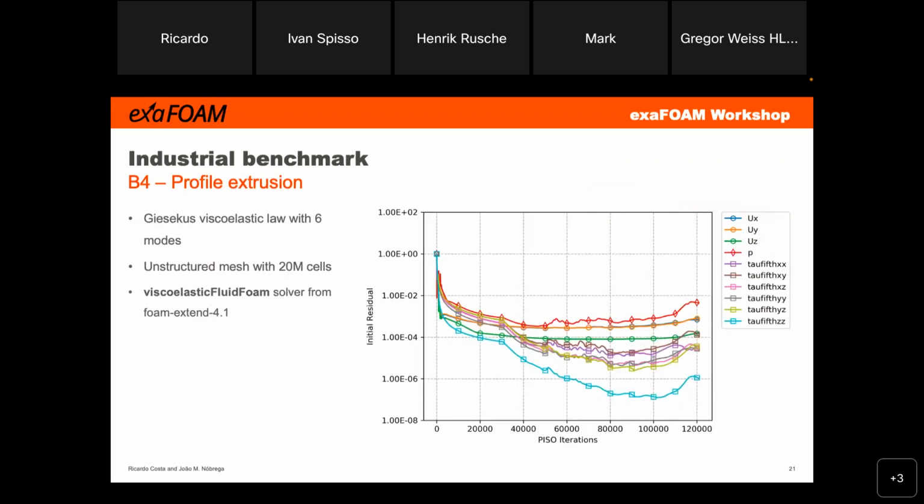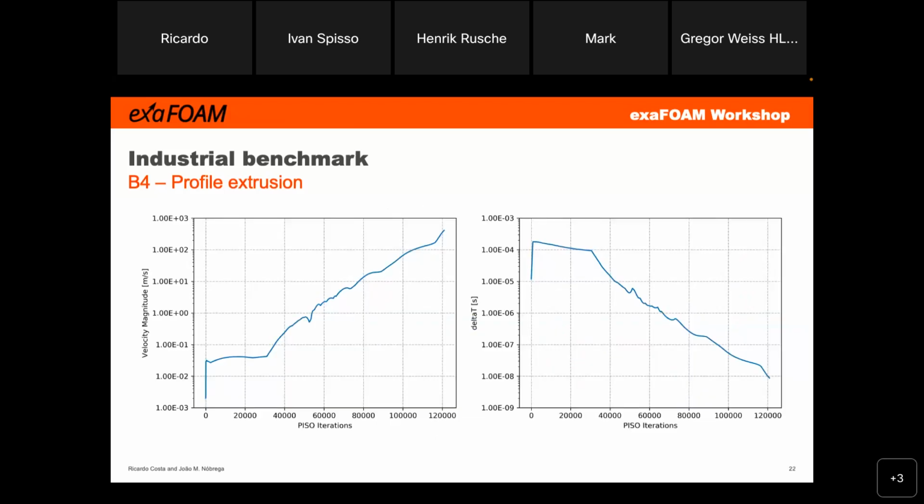Okay, and again, if I use the base viscoelastic FluidFoam solver, again with the Giesecke's viscoelastic law with 6 modes, I obtain no convergence starting from some point. Obviously I cannot proceed with this simulation because the time step becomes very small. Velocity magnitude at some point makes no sense for our problem.